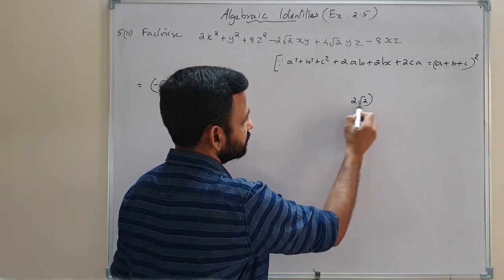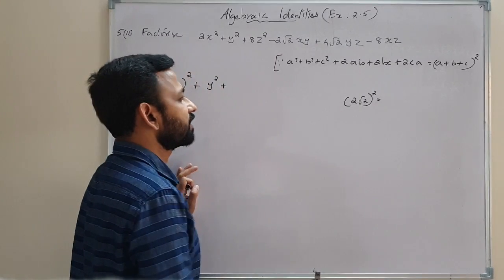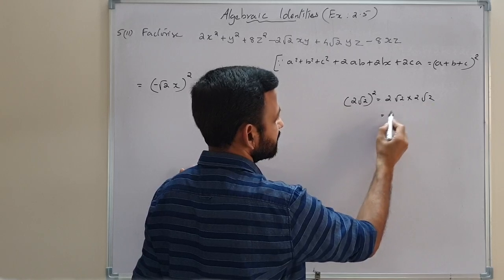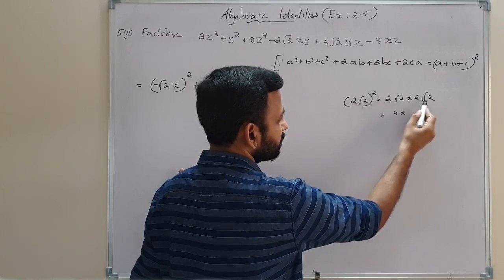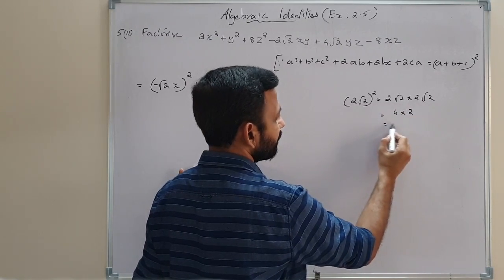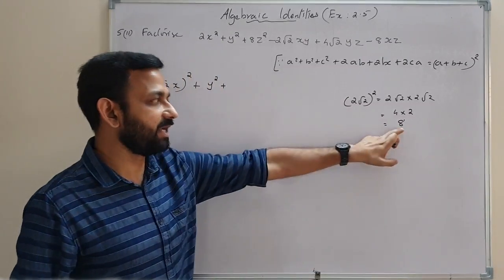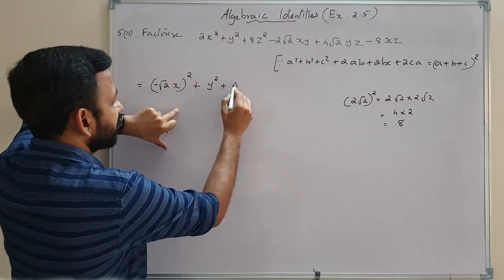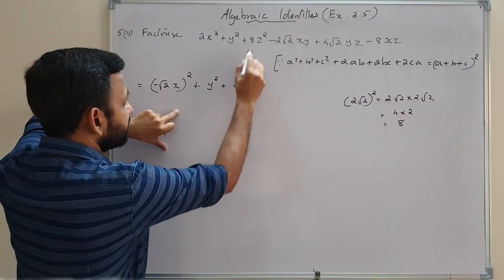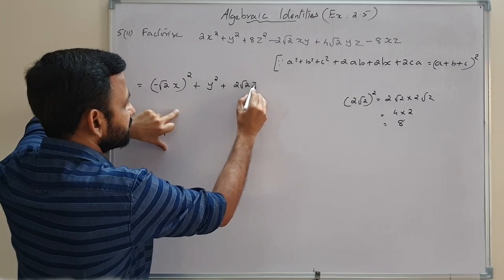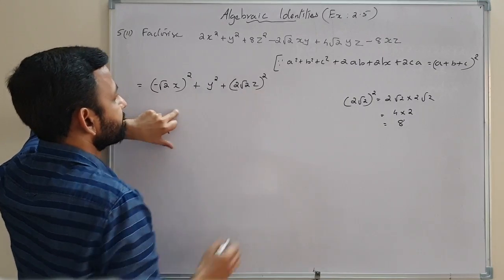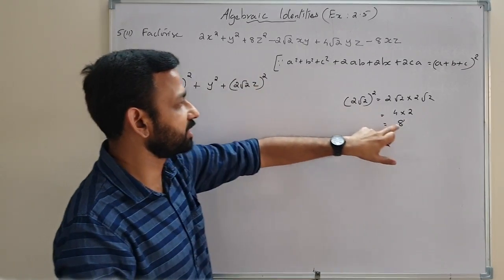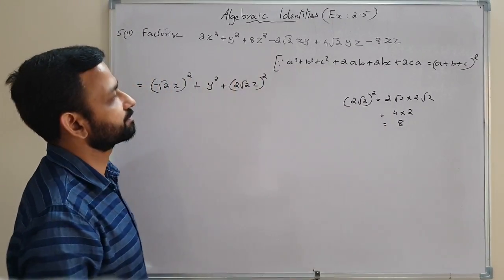2 root 2 square is 2 root 2 into 2 root 2. That is 2 into 2, 4, into root 2 into root 2, that is 2. 4 into 2 is 8. So we can write 8 equal to (2 root 2) square. So 8z square we can write as (2 root 2 z) whole square, which is 8z square.